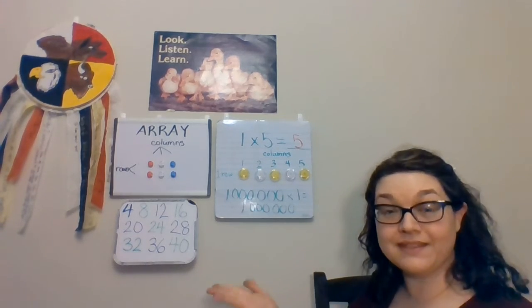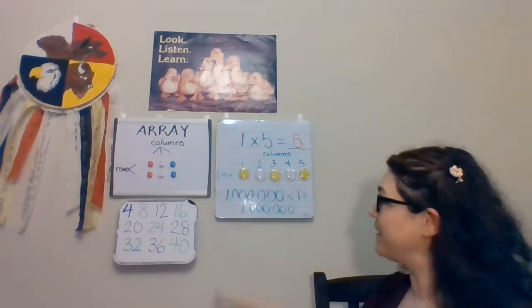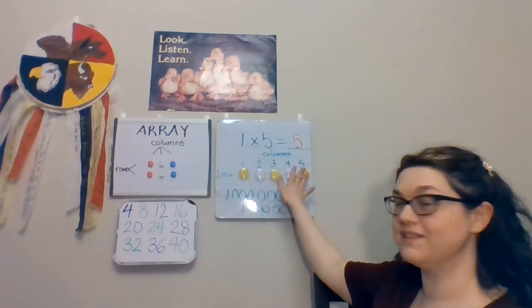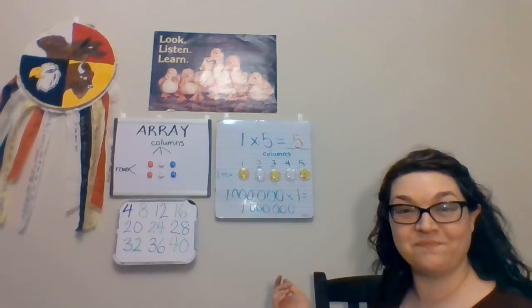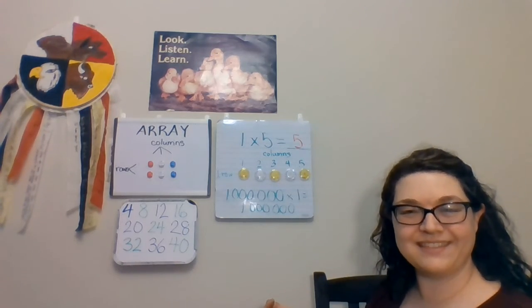Anything times 1 is the same number that you started with, all right? Because you're only making 1 row. And so you don't have to count by any skip counting numbers. You're just making 1 row. All right, so.